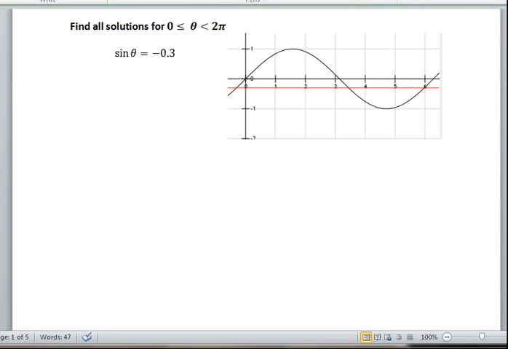Okay, let's start with a problem that we have looked at previously, and what we're trying to do is find all solutions for theta between 0 and 2 pi. We're solving the equation sine of theta equals negative 0.3. I graphed this interval 0 to 2 pi, 6.28-ish, so that you can see what this looks like, and the red line is the negative 0.3. You'll see here that there are two solutions, one here and one here. Okay, so let's solve this.